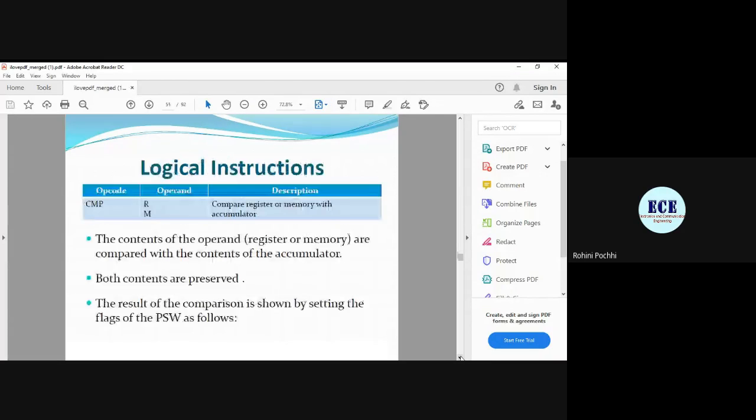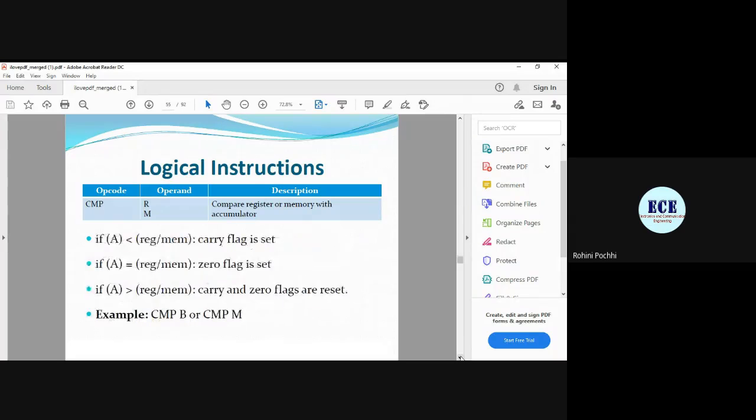Then the logical operation, that is CMP, compare register or memory with the accumulator. The content of the operand are compared with the content of the accumulator. Both contents are preserved. The result of the comparison is shown by setting the flags of the PSW as follows. As we already studied this PSW while we had studied the block diagram of 8085.